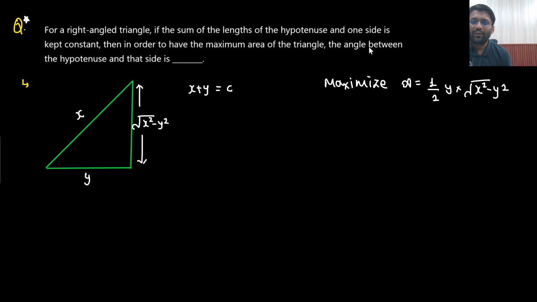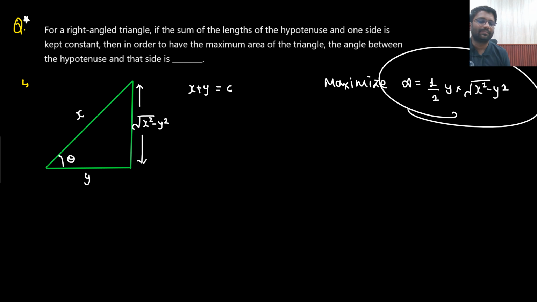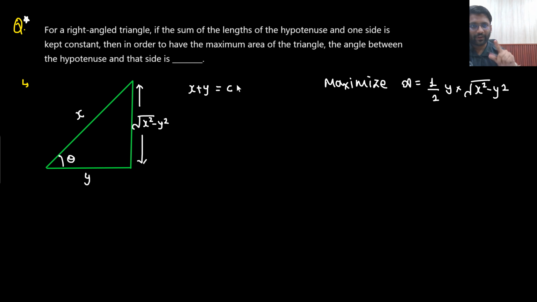So what we need to find out? We need to find out the angle between the hypotenuse and the side. That means we need to find out this angle such that this area is maximum. And the relation between x and y is given as x plus y equals c.